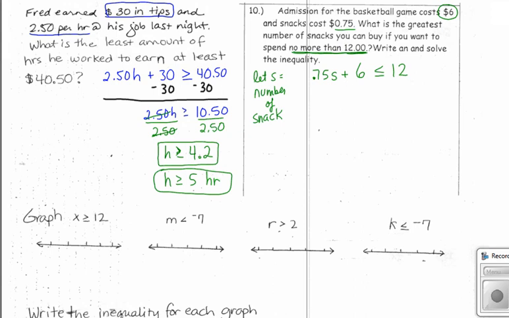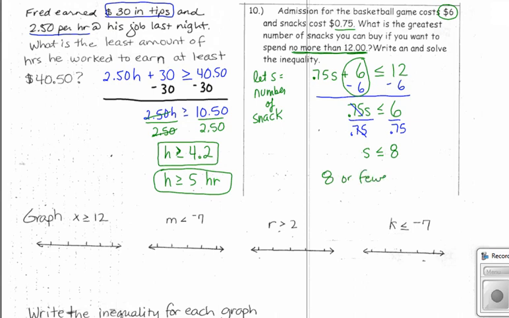Now we'll solve our inequality. We take away the cost of admission, and that's going to leave us how much money is left for snacks. This is a zero pair, leaving us with 0.75s less than or equal to 6. So we have $6 left to spend on snacks. 75 cents each. We'll divide by the coefficient 75. A number divided by itself is equal to 1. The snacks are less than or equal to 8. So you can have 8 or fewer snacks.